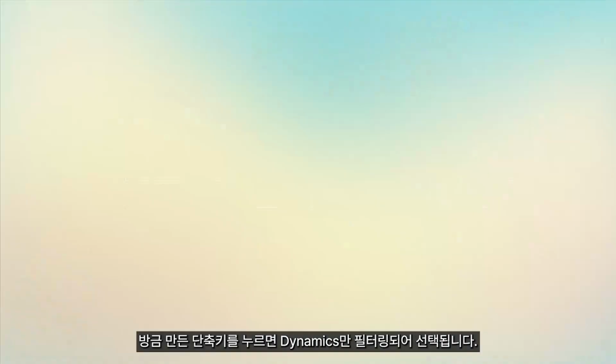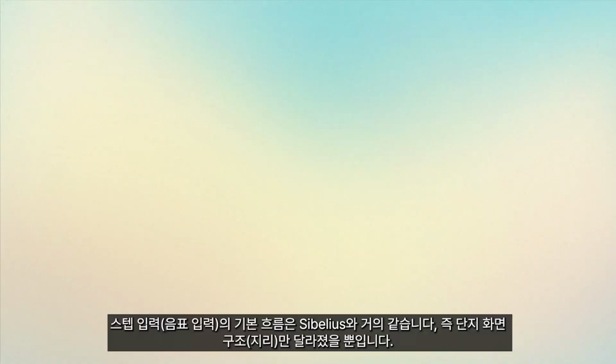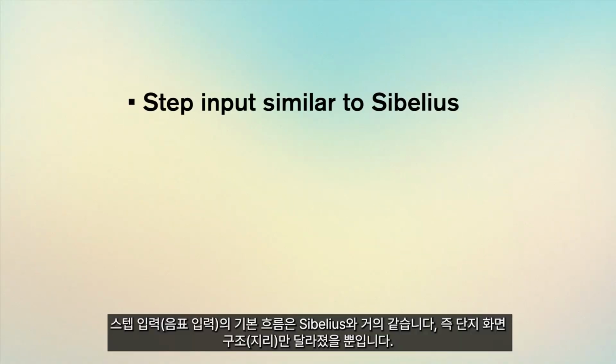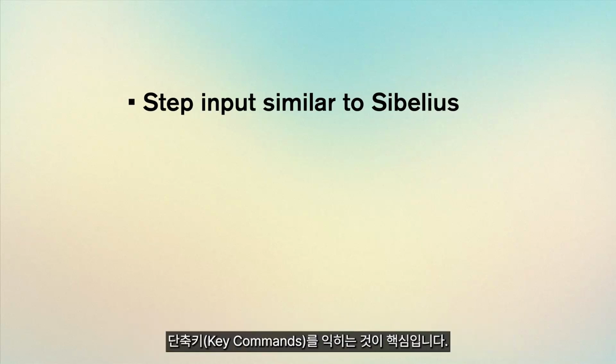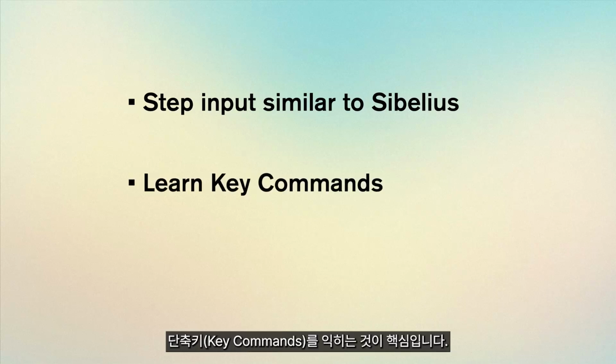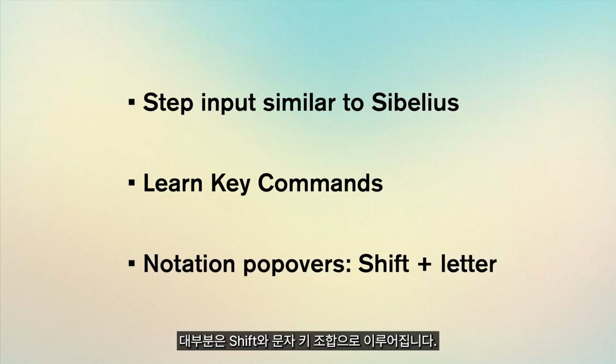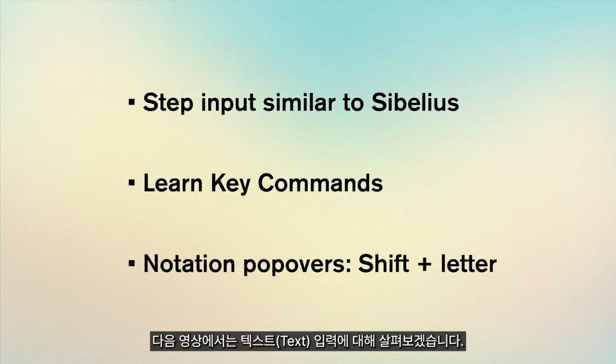So to review, for step input, the process in Dorico is very similar to Sibelius once we change some geography. The way to speed up your workflow in any software is to learn the key commands. In Dorico, many of these involve a popover, which use the Shift key in conjunction with a letter key. In the next video, we'll explore text in Dorico.